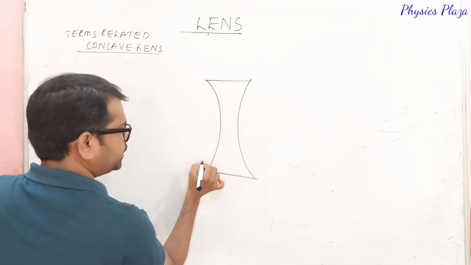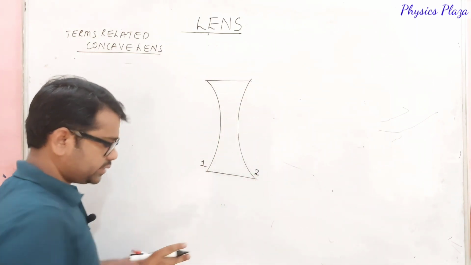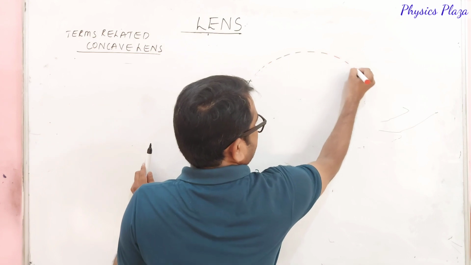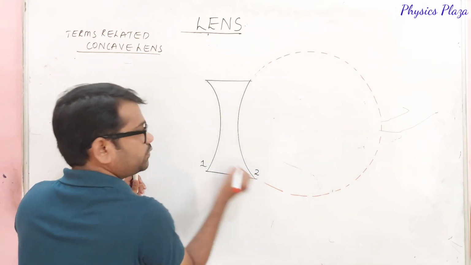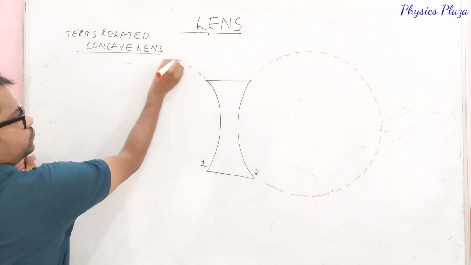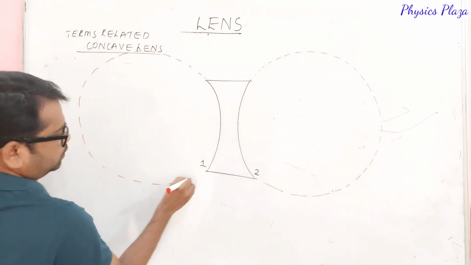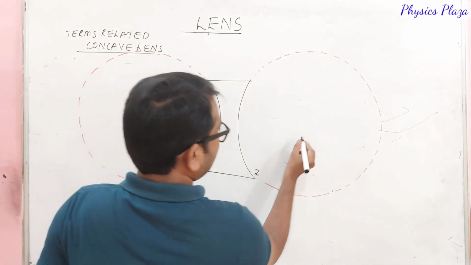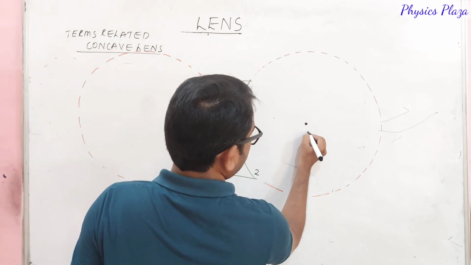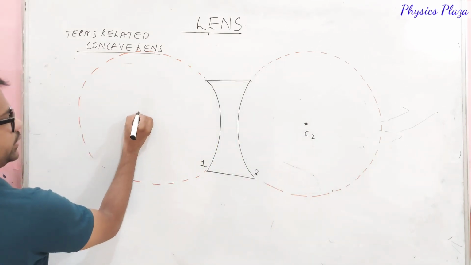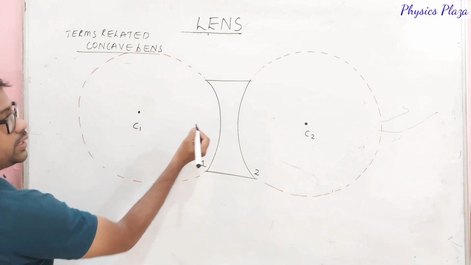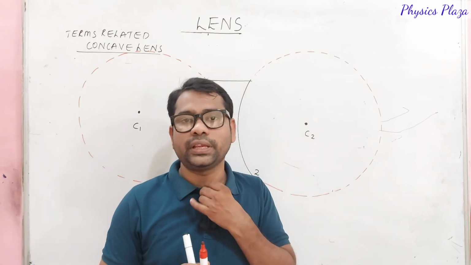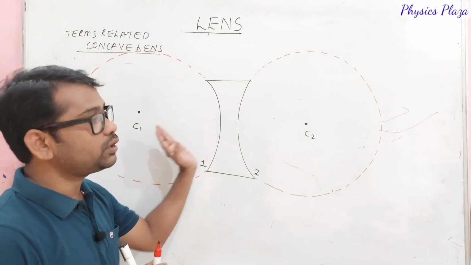And children, as usual, the first refracting surface, second refracting surface. Now dear children, this second spherical surface is a part of a sphere, and here also it is a part of a sphere. And dear children, these spherical surfaces are parts of glass hollow spheres. So let us take here C2 and here C1. Children, these C1 and C2 we can call the centers of curvature. As with a convex lens, the terms are almost the same, but the difference is whether they are lying on the right side or left side.